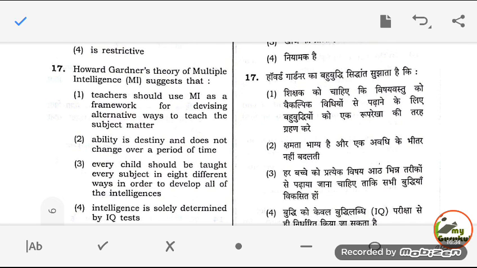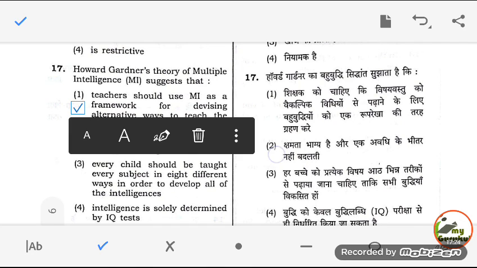Howard Gardner's theory of multiple intelligences suggests that... Before we proceed, let us learn how Gardner maintains his theory of multiple intelligences should empower learners, not restrict them to one modality of learning. According to Gardner, intelligence is a biopsychological potential to process information that can be activated in a cultural setting to solve problems or create products that are valued in a culture. He further says teachers should use multiple intelligences as a framework for devising alternative ways to teach the subject matter. So the right option will be option number 1.